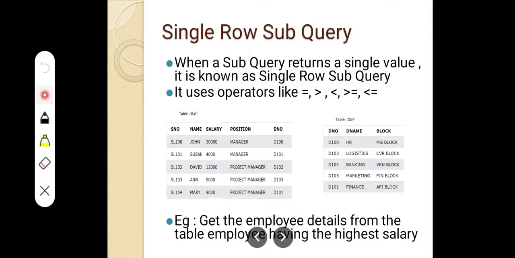Looking at the table, what will be the value? Get the staff details having the highest salary. Look here, 30,000 is the highest value. Who is getting the highest salary? John. He is a manager. He is getting the highest salary, 30,000. So by looking at the table, we can get the answer. But how will we write the query?